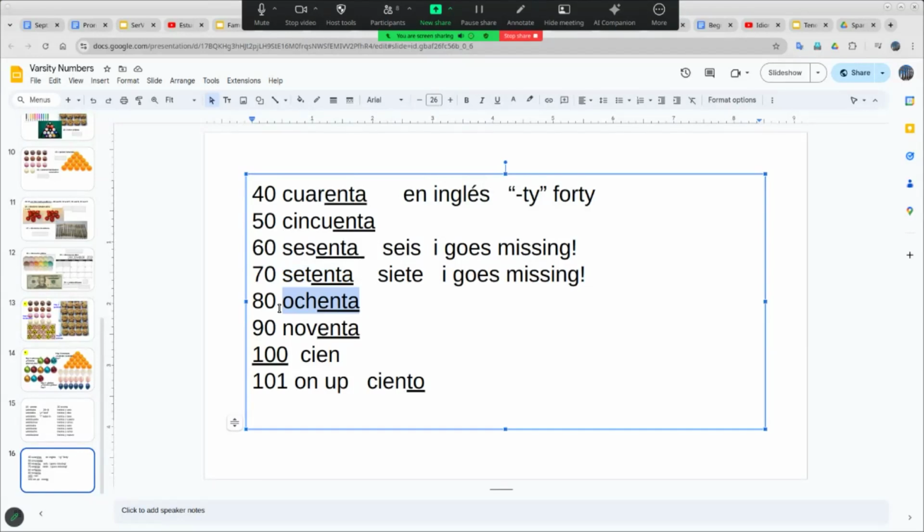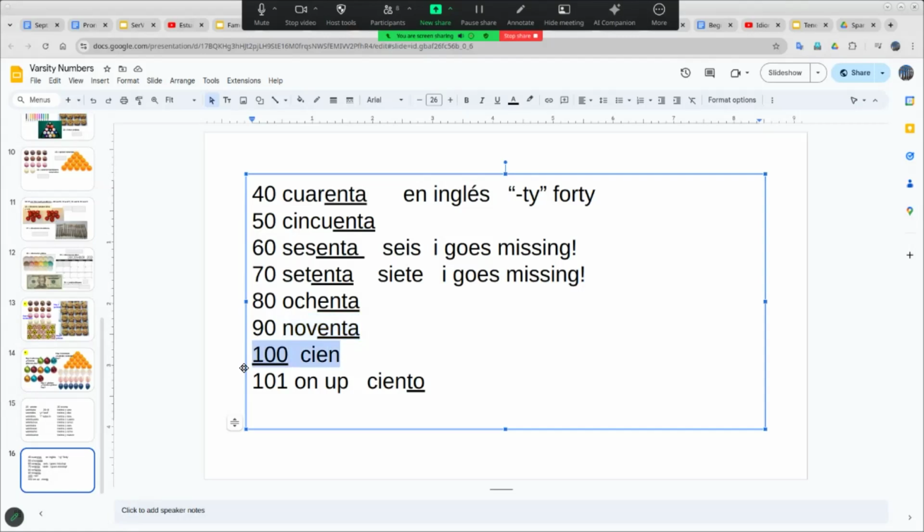80. Sounds like ocho. Nobody ever gets 80 wrong. Yay! You'll never get this wrong because nobody does. Here comes 90. This is a lot like nueve, but instead of N-U-E, nue, it becomes an O. It shortens down. 90.